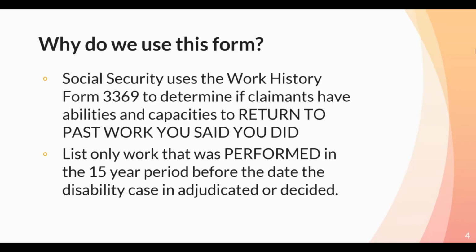Why do we use these forms? Social Security uses the Work History Form 3369 to determine if claimants have abilities and capacities to return to the past work you said you did. List only work that was performed in the last 15-year period before the date the disability case is adjudicated or decided. The date of the decision is the date it was decided at each one of the three levels the case goes through. That is the initial level, the reconsideration level, and the hearing level.